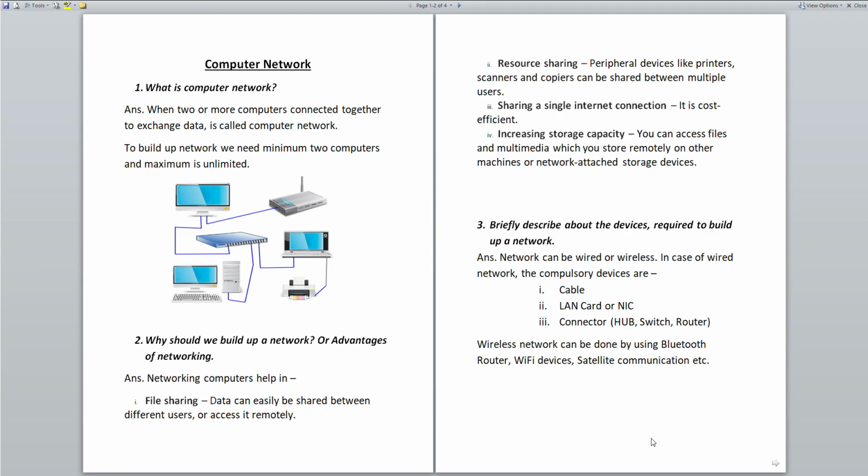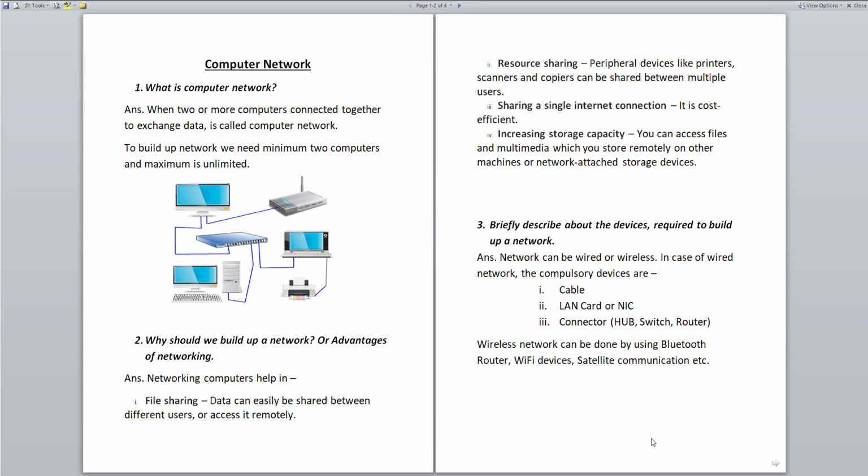Now, my second question, if you can see the question here: why should we build up a network, or what are the advantages that we get if we build up a network? Networking computers helps in file sharing, the first point. Here I have added 4 points. I will discuss each one of them. The first one is file sharing.